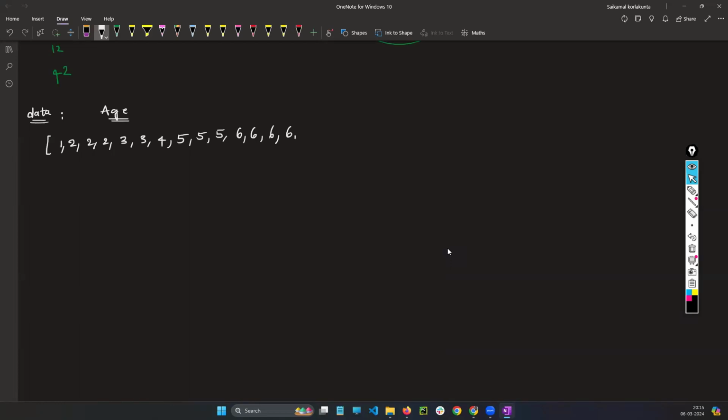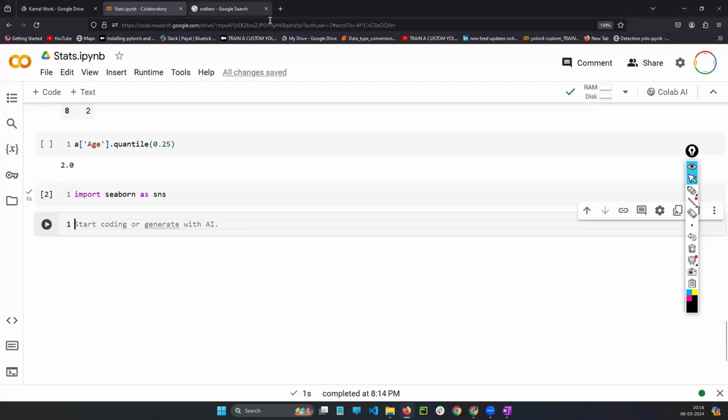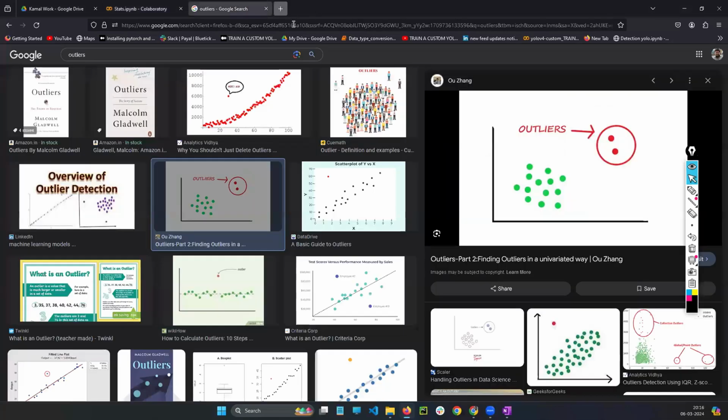6, 6, 6, 8, 8, 9, and 27. Suppose imagine this is the data which is present in a column. Does this data have outliers or not? How will you find out? How do you see whether outliers are there in a particular column or not?